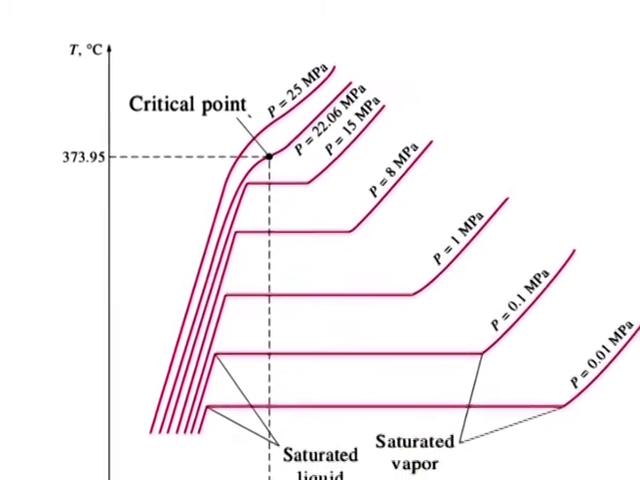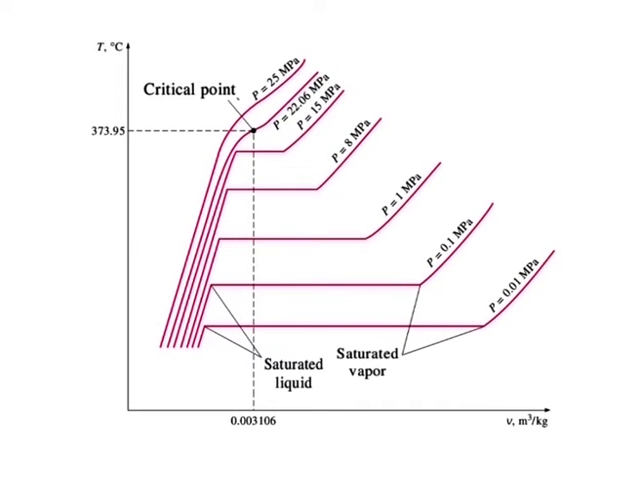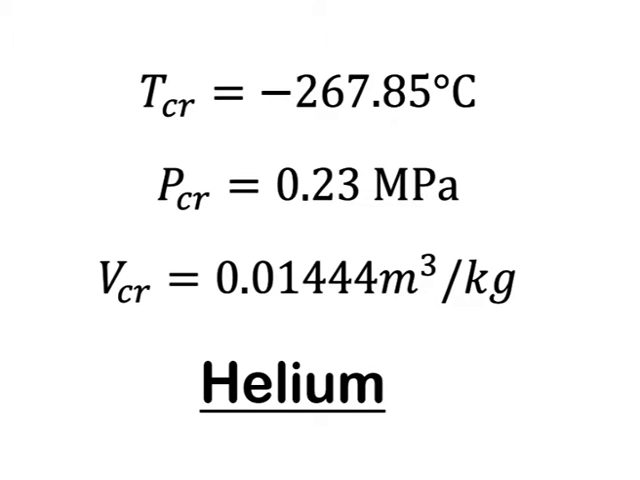The temperature, pressure and specific volume of a substance at the critical point are called, respectively, the critical temperature T_cr, critical pressure P_cr and critical specific volume v_cr. For helium they are like this: T critical is equal to minus 267.85 degree centigrade, P critical is equal to 0.23 megapascal and v critical is equal to 0.01444 meter cube per kg.